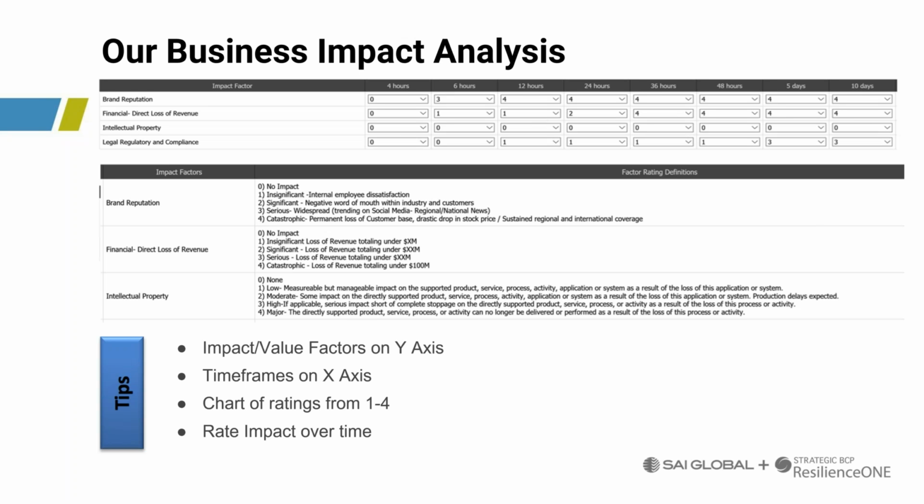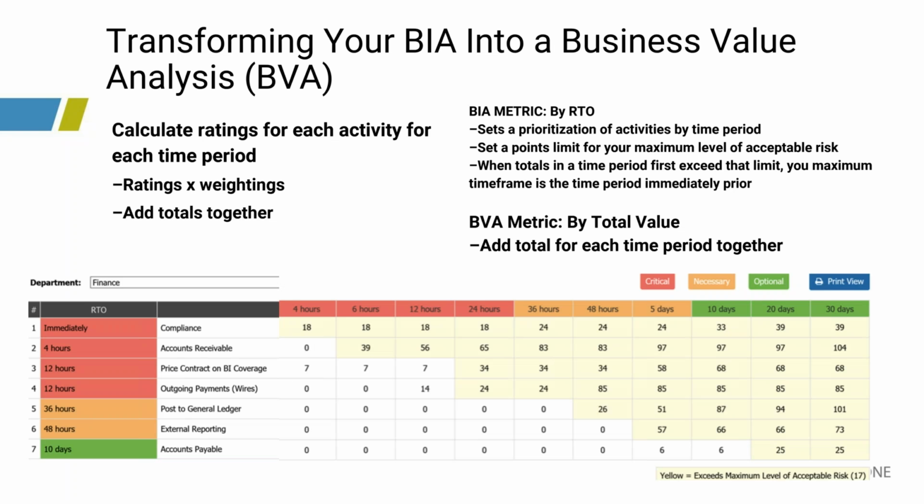However, if we want to provide total value, we don't care about time frames. What we care about is what's the total value delivered for that process. There's a lot of different ways to do this. You can do a cost benefit analysis. You can do a lot of these different financial studies. But for my study, I'm going to use my BIA results, and I'm going to call it total value. So I'm going to call it a BVA, or a business value analysis.